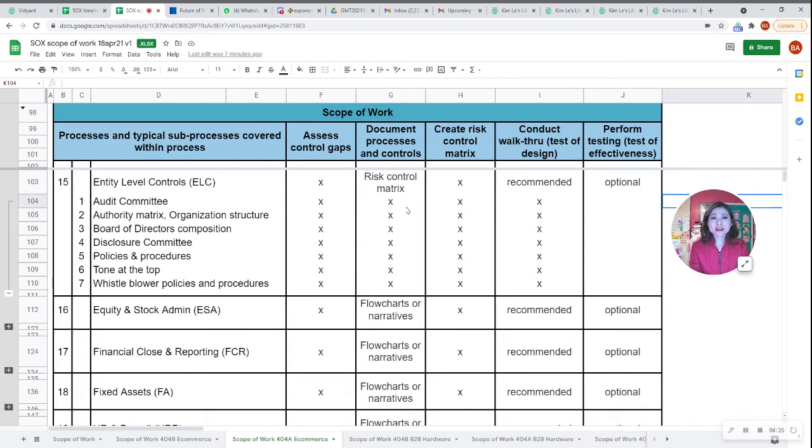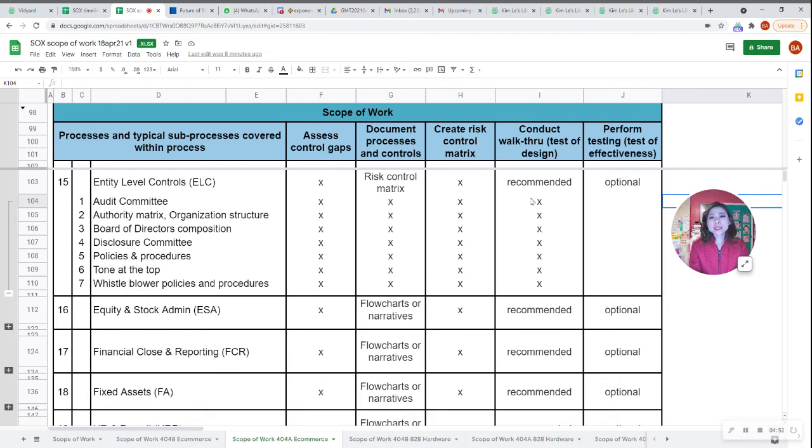Next is making sure that for entity level, it's typically documented in a risk control matrix or a listing of all of these controls. It's not done in a flow chart because as you look at some of these areas, the activities are very discrete. It's less of a process, it's harder to flow chart and easier to write in a risk control matrix. That's why we've listed it here that way.